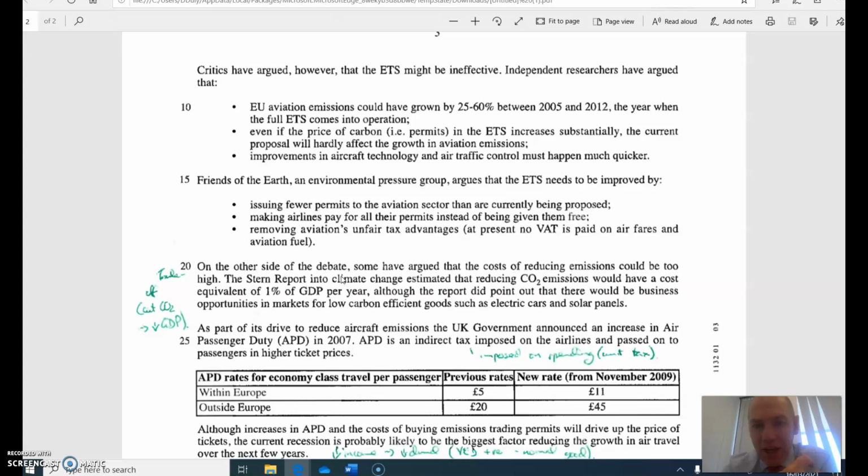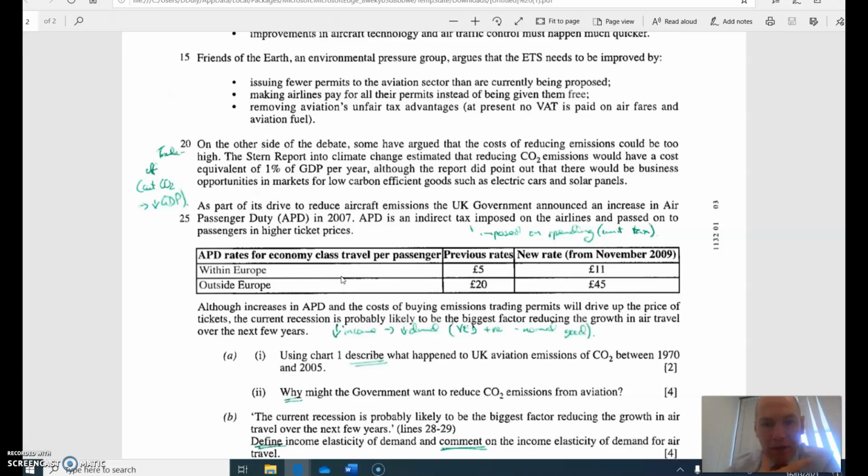Secondly, if the price of carbon increases substantially, the current proposal will hardly affect the growth in the aviation emissions. So this is important. It sounds as if there's inelastic demand. Improvements in aircraft technology and air traffic control need to happen quickly, so that will also help. In terms of pressure groups such as Friends of the Earth, saying it can be improved by issuing fewer permits to the aviation sector, which will make it more expensive.